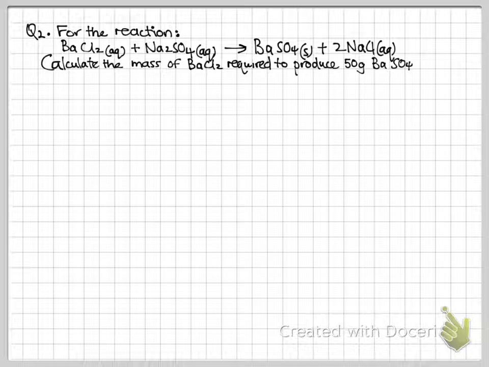Right, let's look at question 2. You can see a balanced equation written with the states as well. You need to calculate the mass of barium chloride required to produce 50 grams of barium sulfate. Your first step will be mole ratios. Although they're asking us for mass, remember everything can be related to moles. You work with moles and then you work back into mass and you get your answer out. Okay, follow the working.